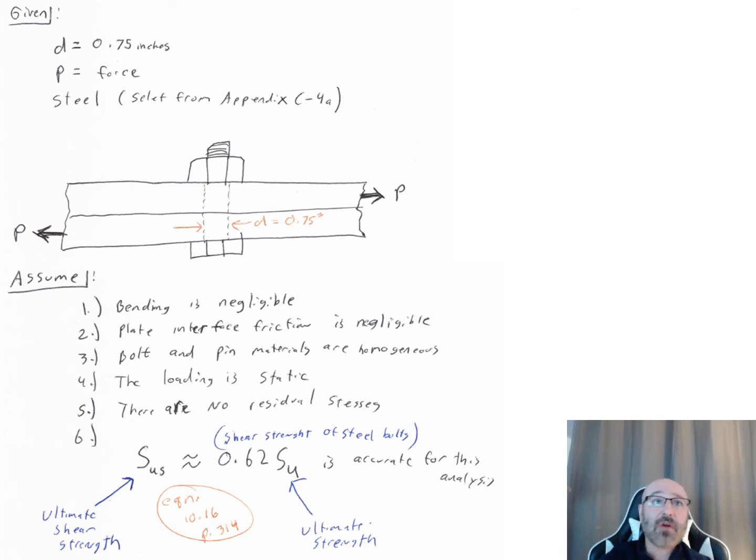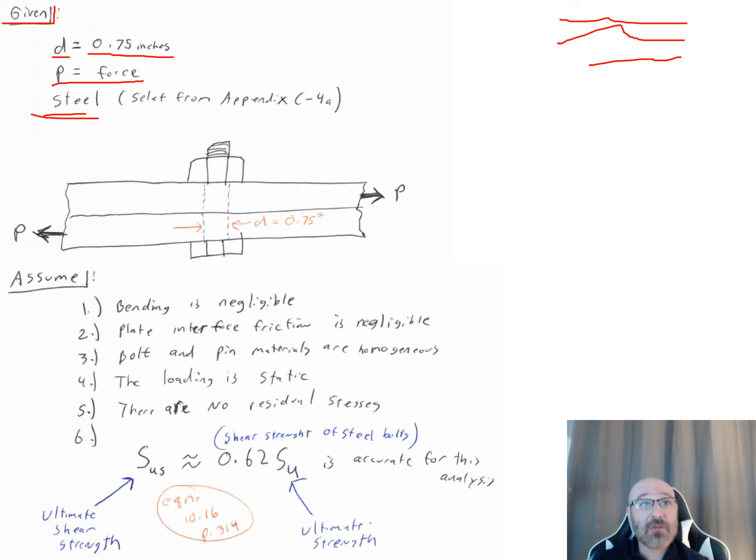So, what is our known information? I write out here my given, and again, if this were a homework problem, you'd have your name up here, the problem number, and the due date. My diameter is known, and that's 0.75 inches. My P is my force, and we know we're dealing with a steel material, which we need to select from Appendix C4A in the back of our textbook.